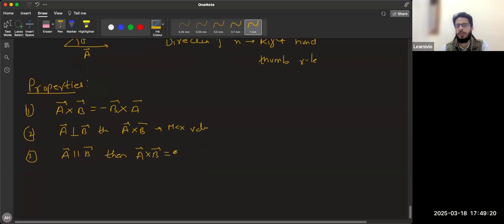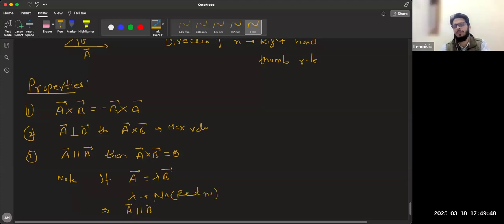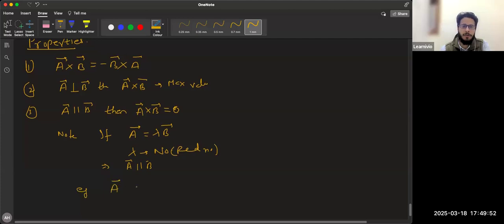There is one more method to check whether the given vectors are parallel or not. If vector A can be written as a multiple of vector B, lambda being any real number, that means A is parallel to B. For example, if I have a vector A which is i cap plus 2j cap plus 3k cap, and another vector B which is 3i cap plus 6j cap plus 9k cap, it is clear that B is 3 times vector A. That means the vectors are parallel.